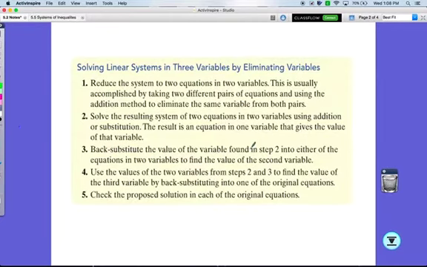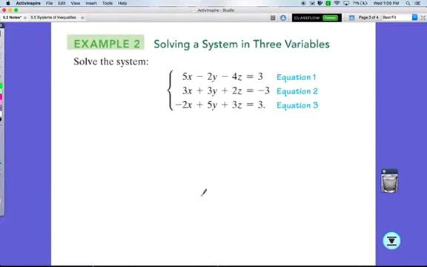Here's the process. First thing we'll do is reduce the system to two equations and two variables. Usually accomplished by taking two different pairs and using an addition method to eliminate the same variable from both pairs. Then we'll resolve the resulting two-equation system like we did in the previous section. Back substitute twice and then check. So this is how it works.